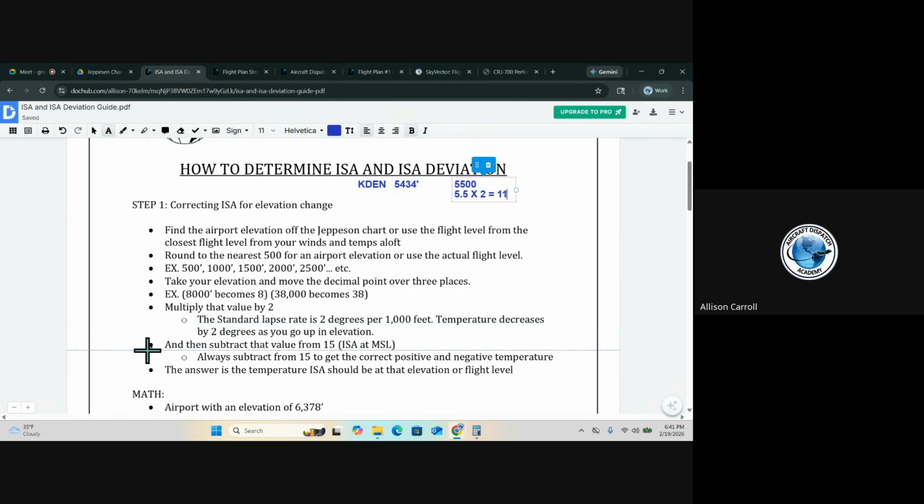Okay. Now, the next bullet point. Subtract that value, this new value of 11, from 15 because ISA at sea level is 15 degrees Celsius. So we take 15 minus 11, and that equals 4 degrees Celsius. The answer is the temperature ISA should be at that elevation or flight level. So at 5,500 feet, ISA should be 4 degrees Celsius. Okay, should be. That is ISA. We just figured out ISA for Denver.